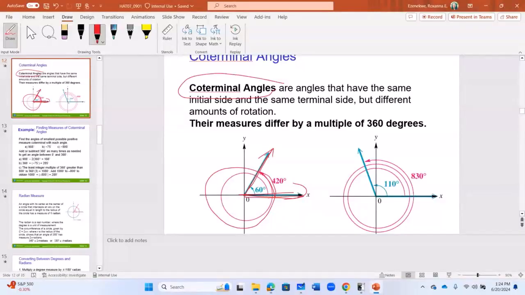It doesn't matter how many times I go around the circle. So suppose I go 20 cycles. The important thing is that whichever one passes through this terminal side is a coterminal angle. And there could be a gazillion angles with the same terminal side as 60 degrees. The measures differ by a multiple of 360. Don't forget that. You cannot be missing a question that says coterminal. Coterminal angle means they have the same terminal side, but they differ by 360 degrees.